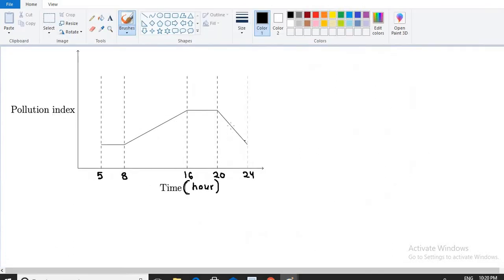I have already made this graph, so my graph looks somewhere like this. 5 AM will be written as 5, 8 AM as 8, 4 PM has been converted to 16, 8 PM has been converted to 20, and 12 AM has been converted to 24 hours. Now this will give me my exact X values. So here X is equal to 5, here X is equal to 8, here X will be equal to 16, here X will be equal to 20, and similarly we go on.